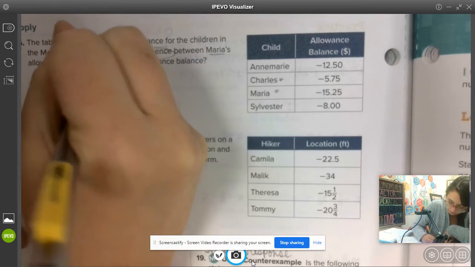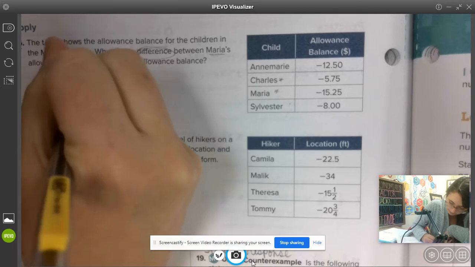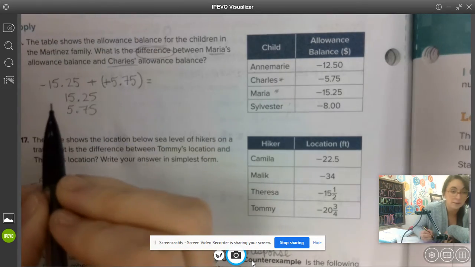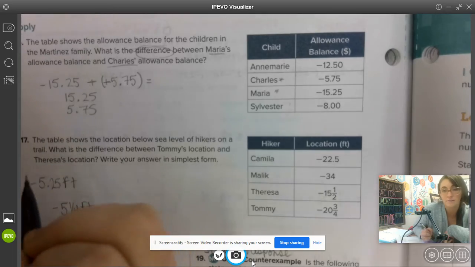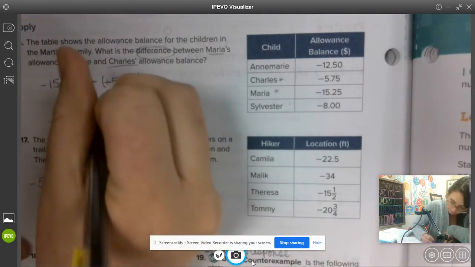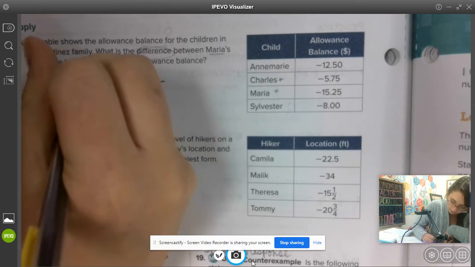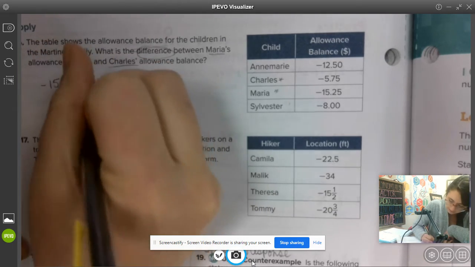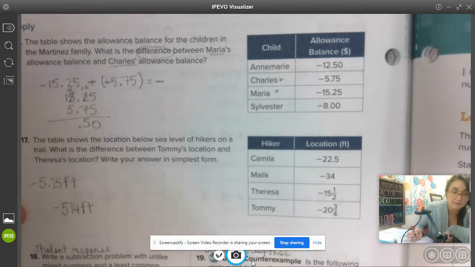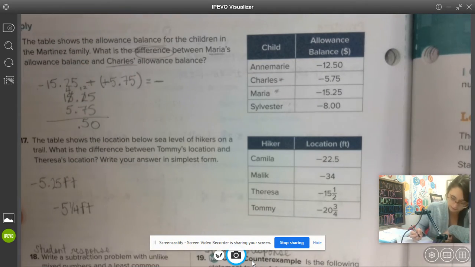So I'm going to subtract my two numbers here, and Charles's allowance balance is a lot bigger absolute value-wise, so this is definitely going to be a negative difference, okay? Got a 0 here. I'm going to go next door and borrow. 7, 8, 9, 10, 11, 12. Make that decimal fall, okay?